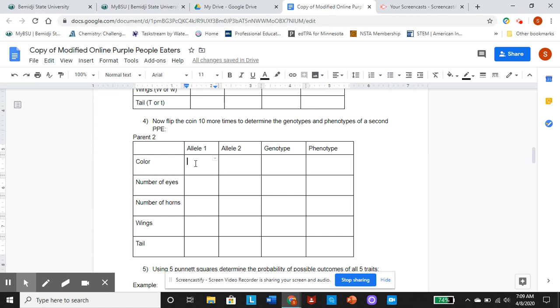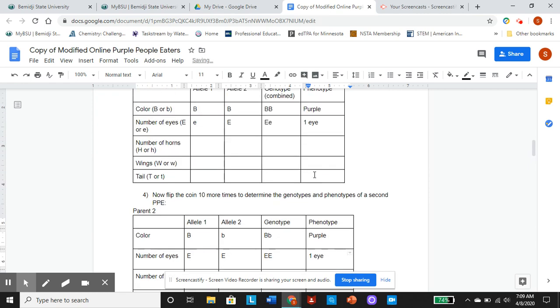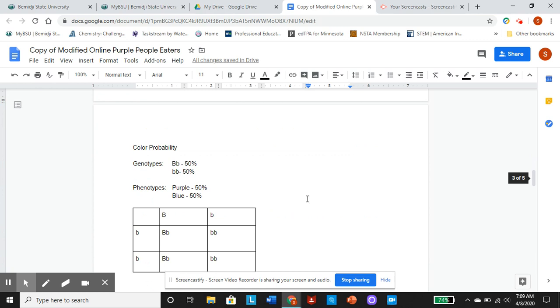So for my next parent, my color, I flipped a heads and a tails. Big B, little b. My genotype was Bb, and I know that that will express purple. I keep spelling that wrong. And then I take my number of eyes, did that again. All right, this time I flipped two dominants. So two heads gave me two dominants. And then I go E, E. And then it expresses one eye. So it looks like my offspring is most likely going to express one eye.